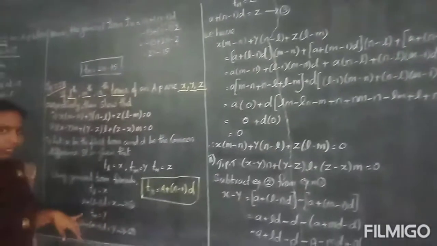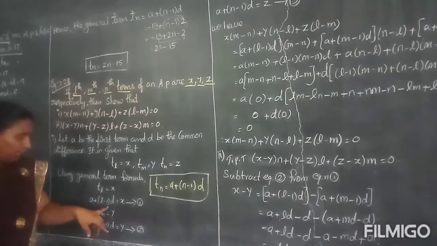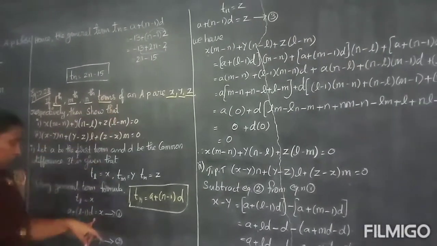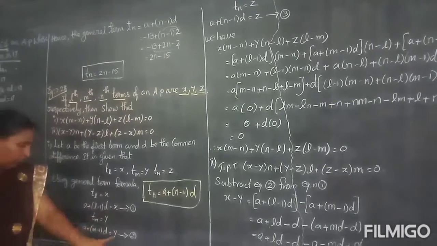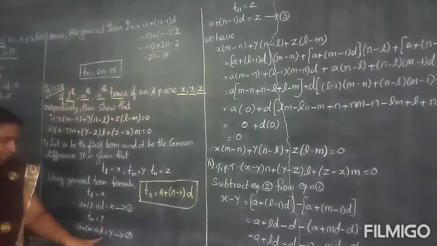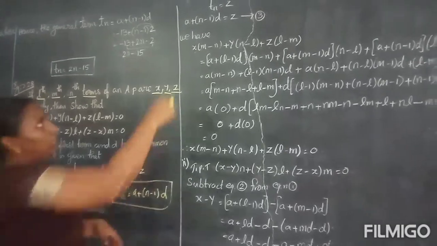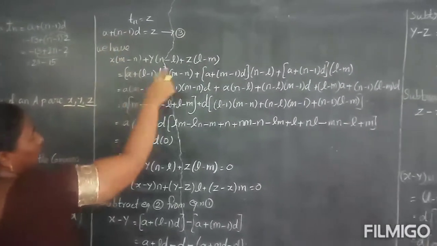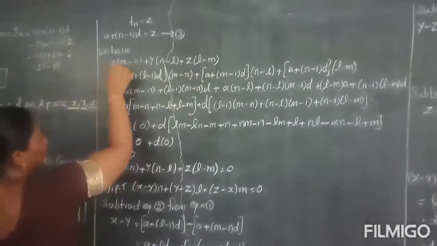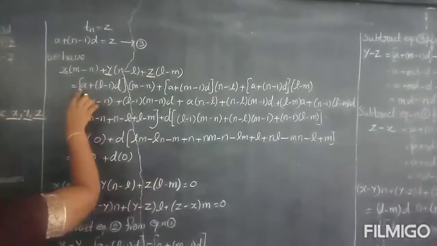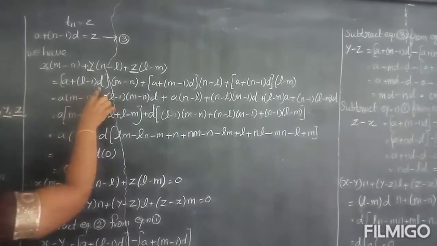What is the x value? a plus (l minus 1) into d. That value we are going to substitute instead of x. And y we got a plus (m minus 1) into d, no. And z also a plus (n minus 1) into d. So now we are going to substitute that x, y, z.